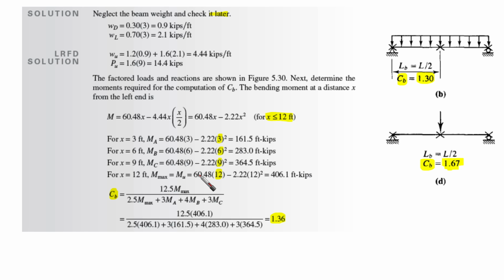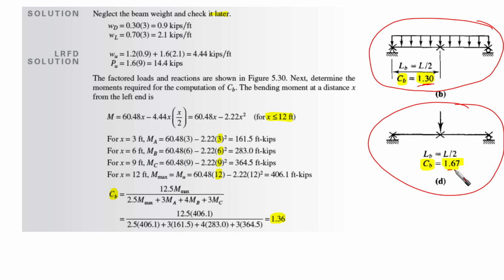So for this reason, because we have CB for the distributed load of 1.3 and for the concentrated load of 1.67, but we do not have the combination of the two, we need to go to the first main equation for calculating CB, which is 12.5 M max over 2.5 M max plus 3 MA plus 4 MB plus 3 MC. And you know where MA, MB, and MC are.